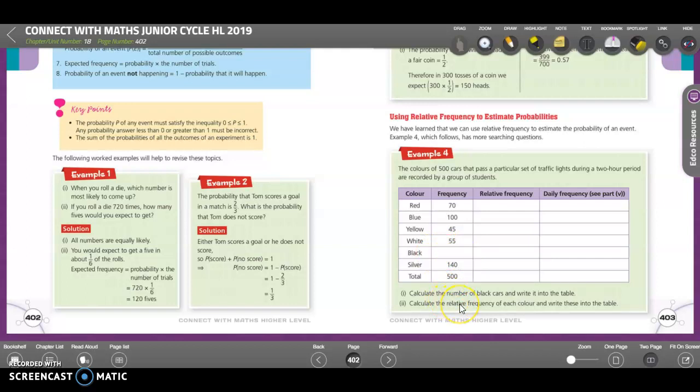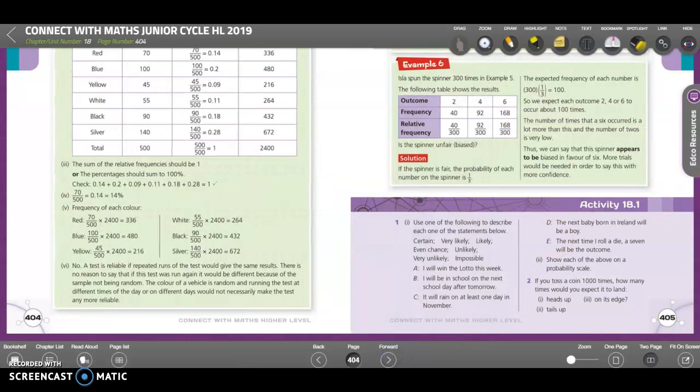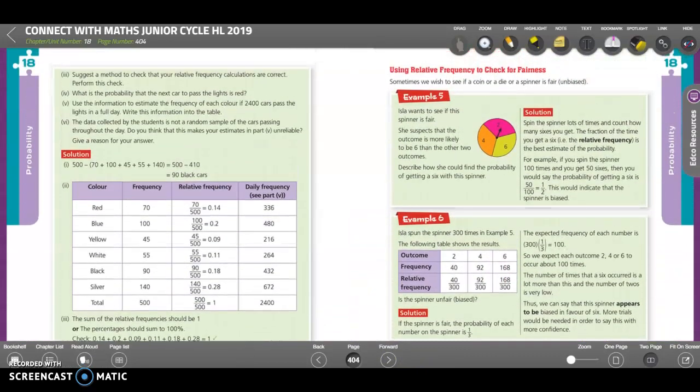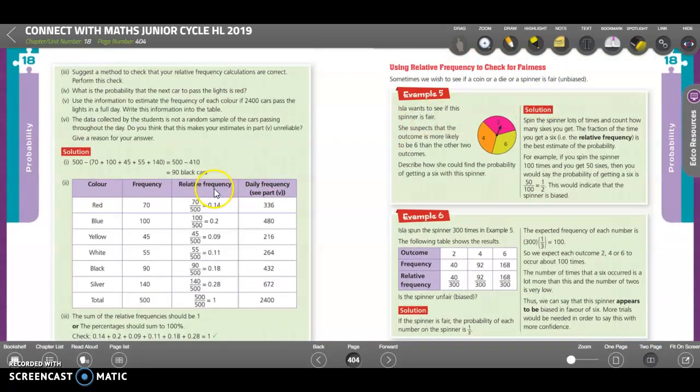Part 2 then, calculate the relative frequency of each color and write these into the table. Well, there's 500 cars and 70 were red, so the relative frequency is 70 over 500. And just write it as a decimal or a percentage then. The relative frequency of blue is 100 over 500, which is 0.2. The yellow, 45 over 500, and write it as a decimal or percentage, etc. Okay, so I'll just move over to the table actually fully filled out. So there's all my relative frequencies calculated.